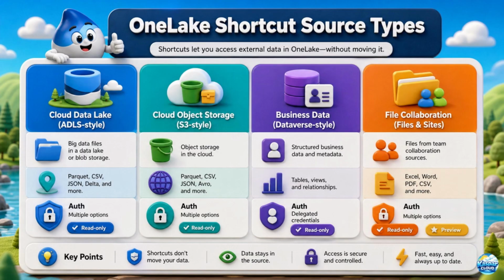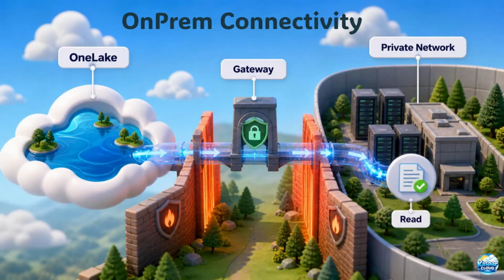OneDrive and SharePoint shortcuts are in preview and are useful for accessing business files, though they may be affected by throttling and authentication behavior. These differences are important because each shortcut type has distinct security models, write capabilities, performance characteristics, and operational considerations.